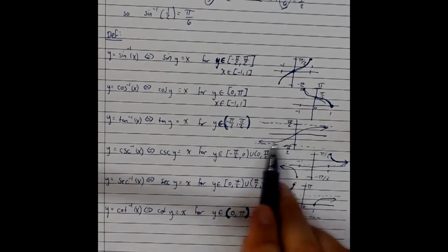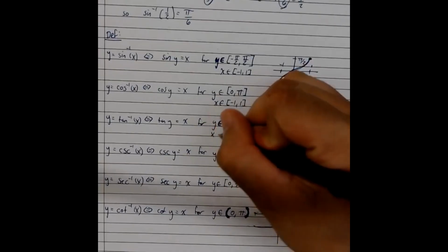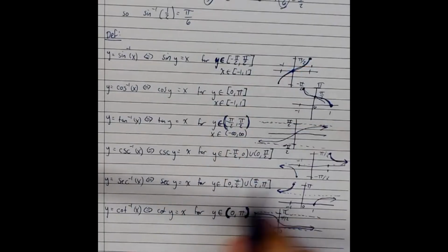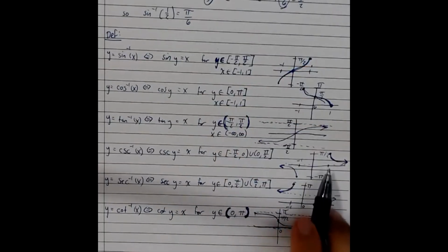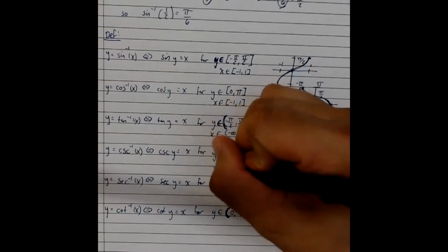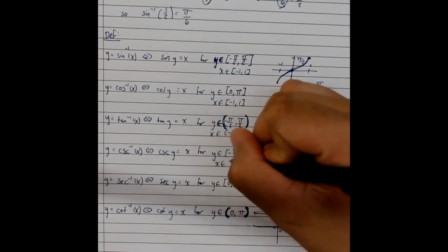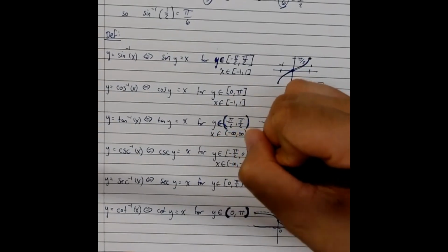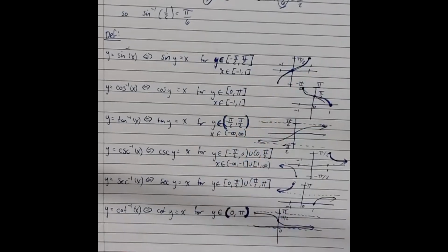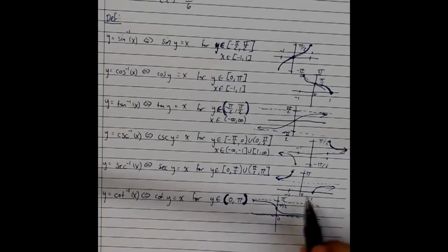For this one, it goes on forever in both directions. So x is an element of the real numbers from -infinity to infinity. Here, it is from 1 to infinity. And on this side, it's -infinity to -1. So here, x is an element of -infinity up to -1, union with 1 to infinity. Just like that. Same thing for this one. Exactly the same way.